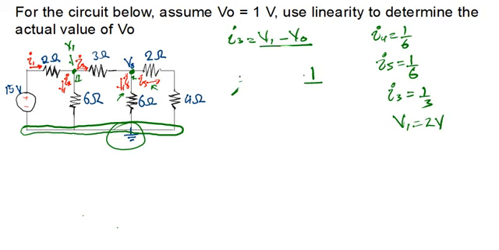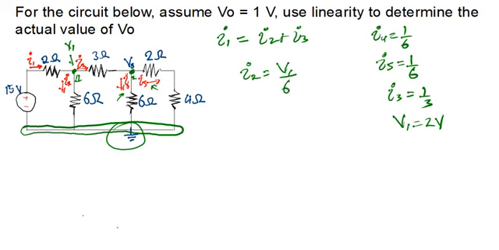Now, remember for us to find I1, using KCL, our I1 is equal to our I2 plus our I3. We have our I3. We don't yet have our I2. How can you find our I2? We know that our I2 is simply equal to V1 divided by the resistor there, which is a 6. So this is equal to 2 over 6, giving us 1 over 3. So our I2 is equal to 1 over 3 amps as well.